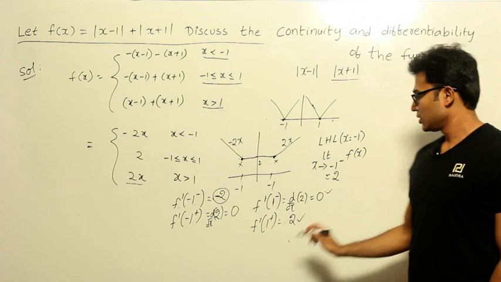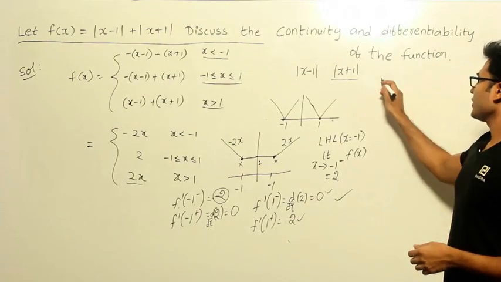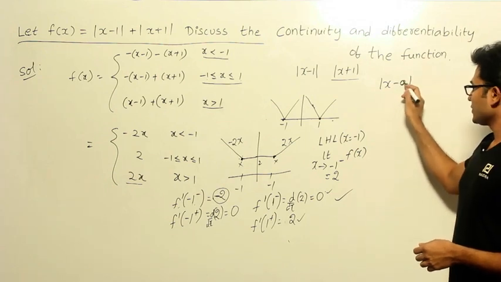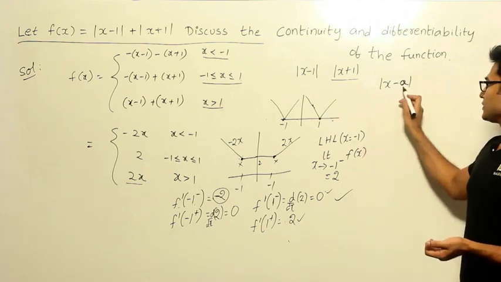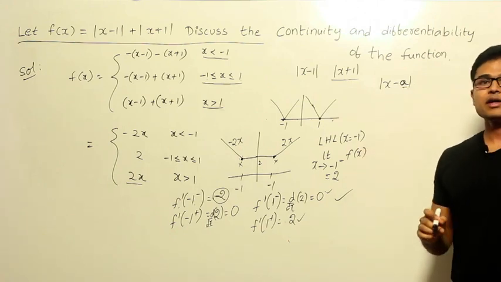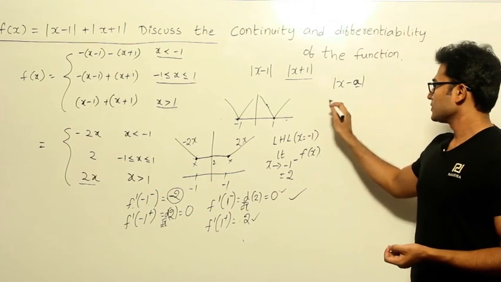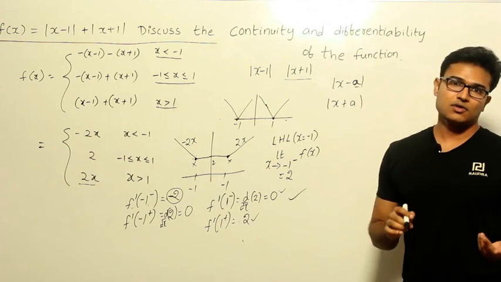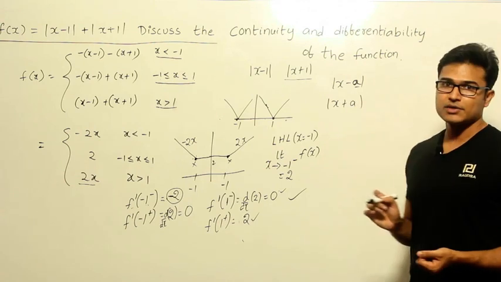Got it? Okay. So one more point is, whenever you have a function like mod x minus a, definitely this function will have a corner edge or sharp edge at x equal to a. Therefore at this point it will not be derivable. You can remember that. Okay. So which means if we have mod x plus a, then at x equal to minus a, it is not going to be differentiable or derivable because it is going to have a sharp edge.